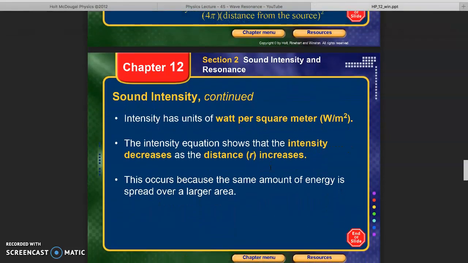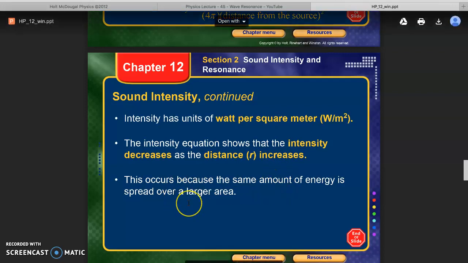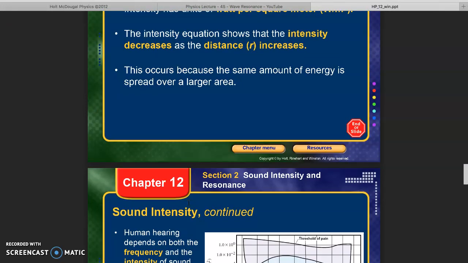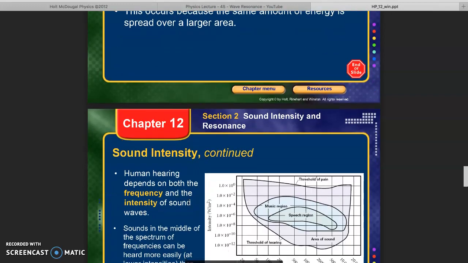So let's talk about the intensity of a sound. The unit of intensity, if you look at the formula, is watts over meter squared, which is power over area. The intensity equation shows that the intensity decreases as the radius increases. So as you get farther away from the source of energy, the intensity of sound decreases. That makes sense. If you're very close to your TV at a high volume, it's going to seem like the sound has a lot of intensity, whereas if you move away, the intensity is going to decrease. This occurs because the same amount of energy is spread out or dissipated over a larger area, because the sphere gets bigger as you go farther away from the source of energy.